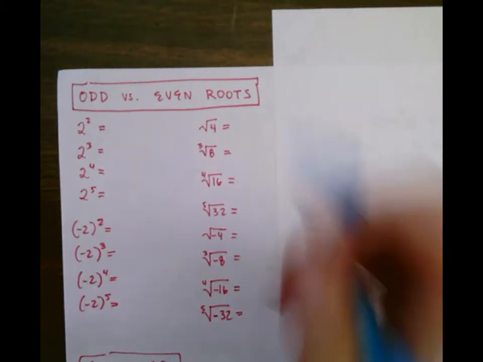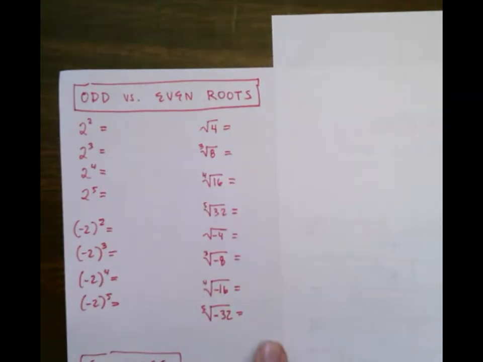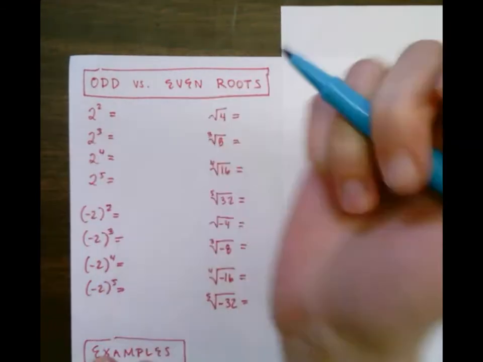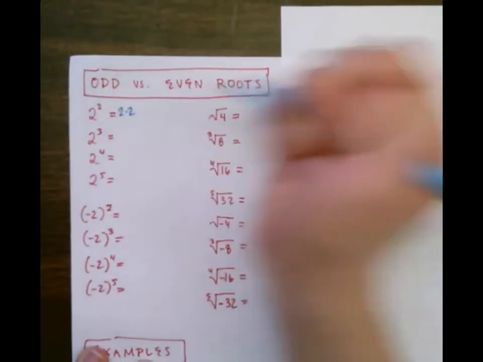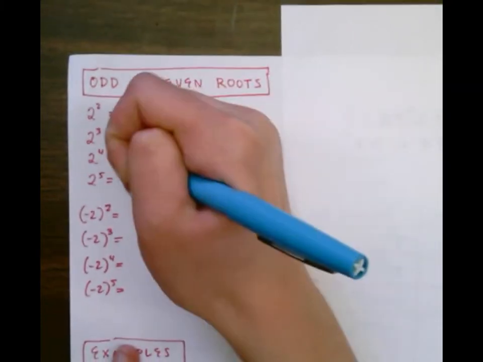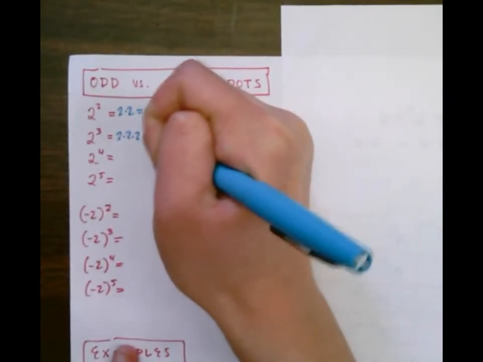You could pause again and write down all of these powers and then roots, and then we're going to fill them out together. So 2 squared, that's easy. I'm going to go through this pretty quick because you should be good on this. 2 squared is 2 times 2, which is 4. 2 to the 3rd is 2 times 2 times 2, which is 8.